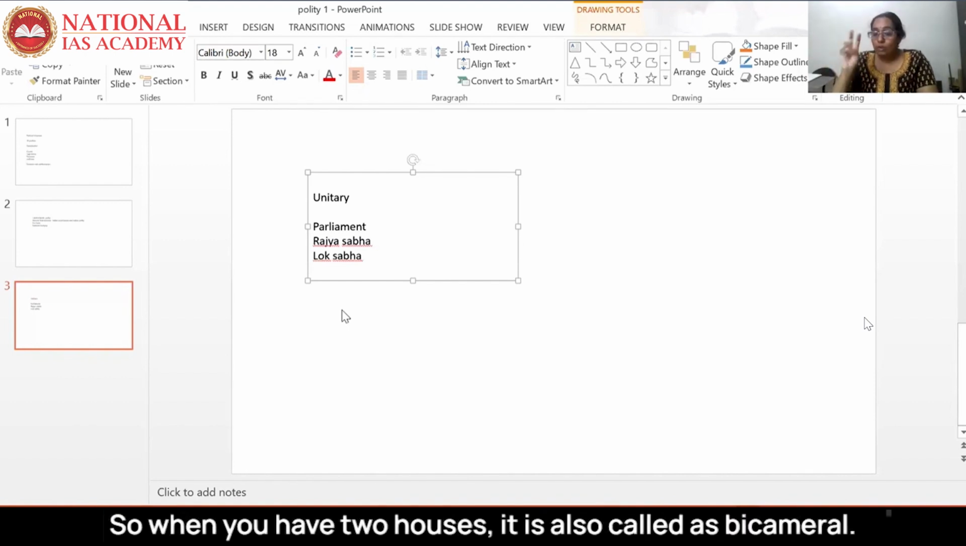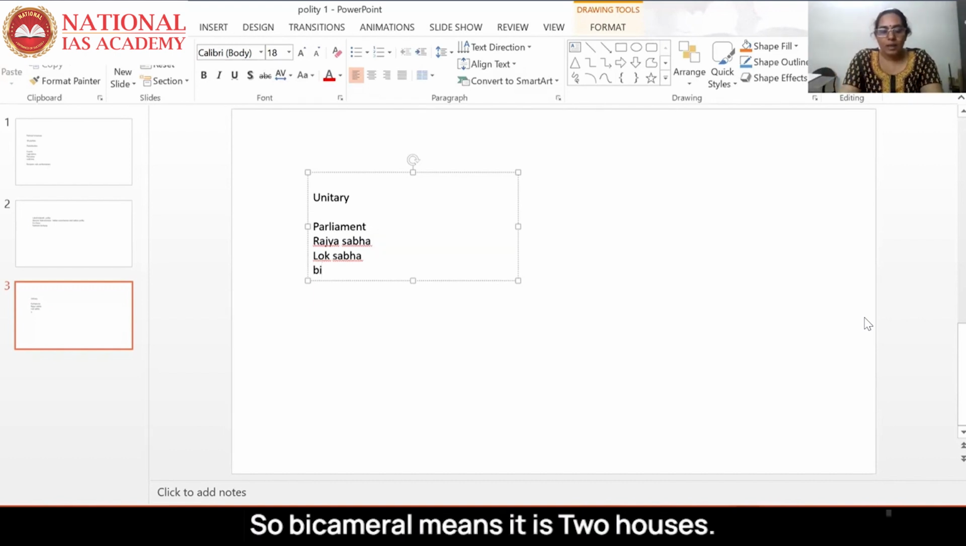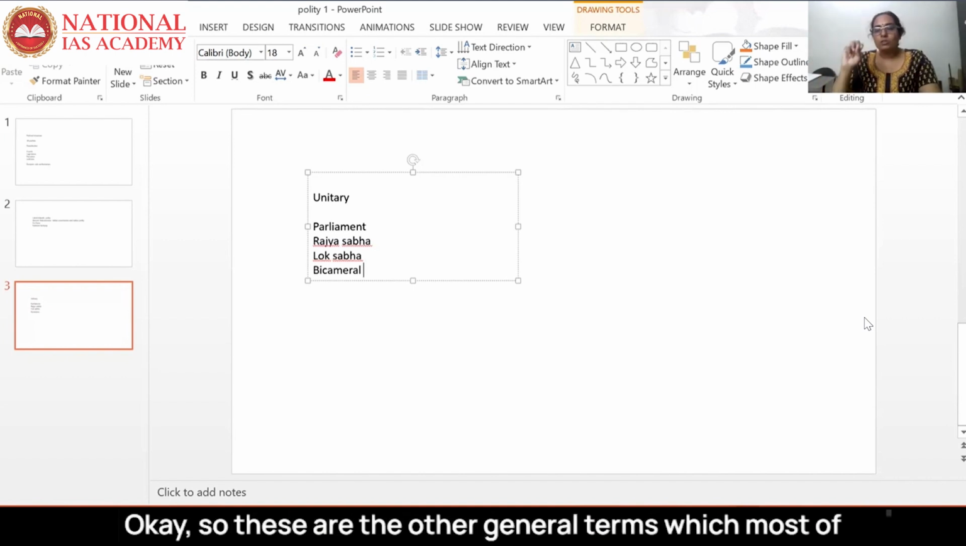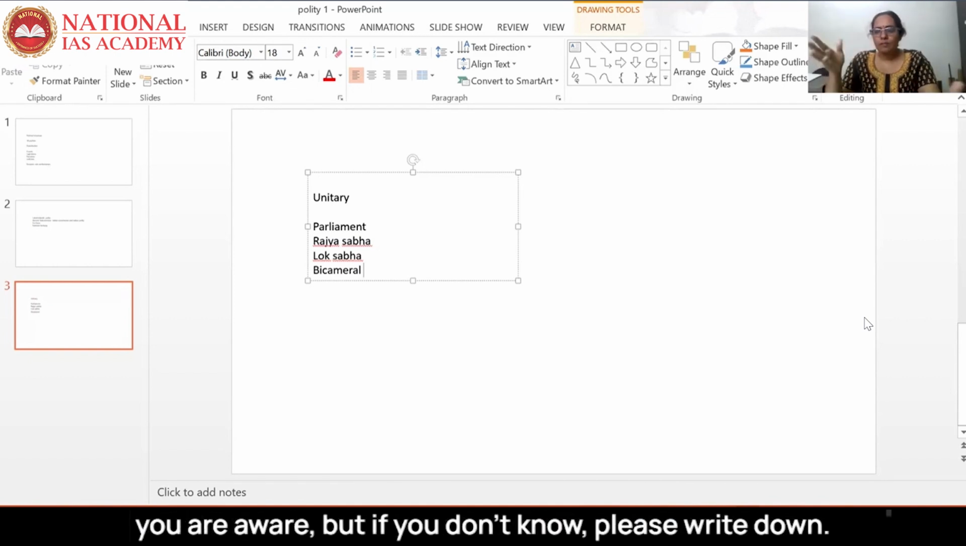When you have two houses, it is also called bicameral. Bicameral means two houses. Unicameral means a single house. These are the other general terms which most of you are aware of, but if you don't know, please write down.